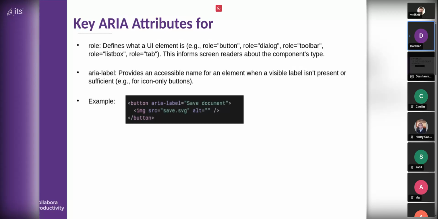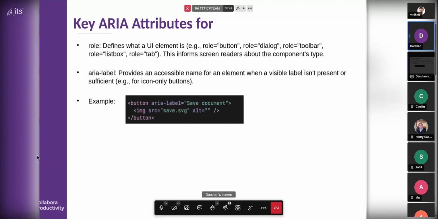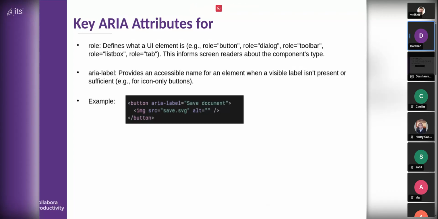Then we have aria-label. Use this to provide a clear accessible name for the element, especially for an icon. For instance, there is this save document icon. Whenever we save the document on Collabora Online, you can see on the top left side there is a spinner going on. Then there is an icon that says saved.